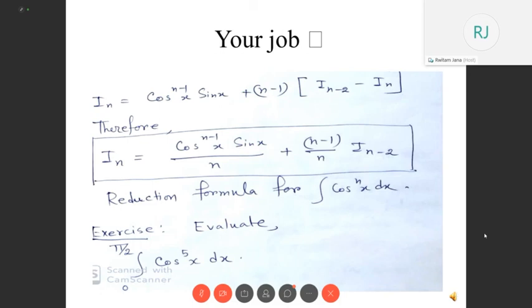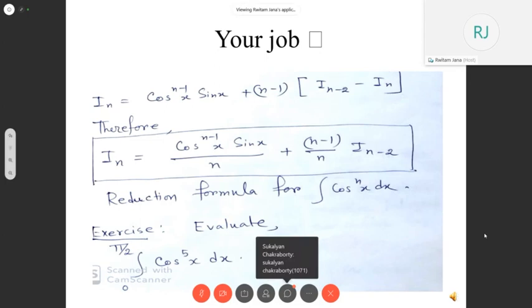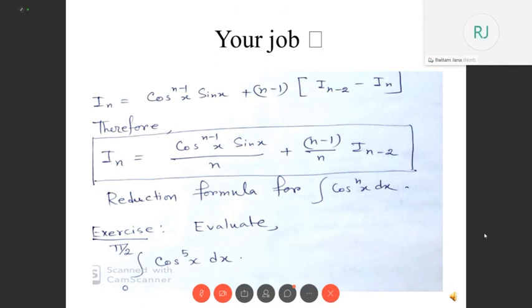Is it clear? Yes, sir, it is coming like that. 8 by 15. 8 by 15, very good. I just need to keep the integration differently. I mean, I have to first calculate I5, then I will get 4 by 5 I3. Then I have to calculate I3 separately, not in the same place. Exactly. You have to find this value I3 separately. Then after finding I3, I'm getting 2 by 3. And put the value of I3 here. Okay, sir.